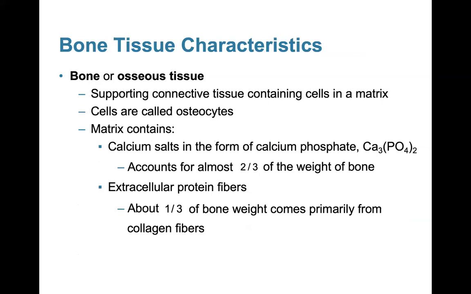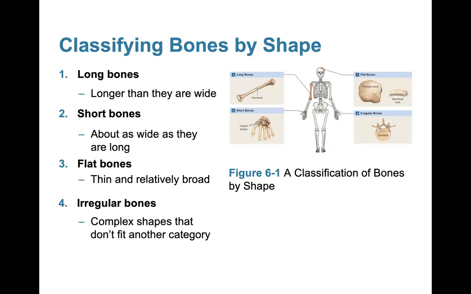Extracellular protein fibers will account for about 1/3 the bone weight, and this comes primarily from the collagen fibers that are present in bone tissue.